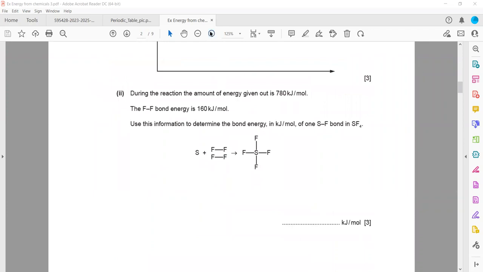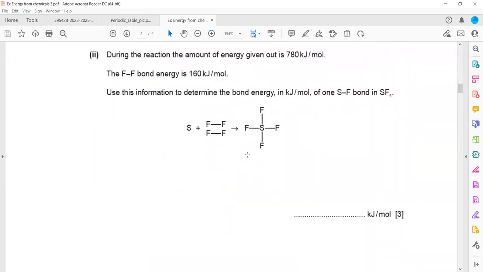The next part: during the reaction, the amount of energy which is given out or released is 780. The fluorine bond energy is 160. Using this information, we have to find the SF bond energy. In sulfur, there is no bond, so the bond energy is 0. For fluorine, it is 160, 160. This is the reactant side, and the reactant side is always the bond breaking side. And SF4 is the bond forming side.